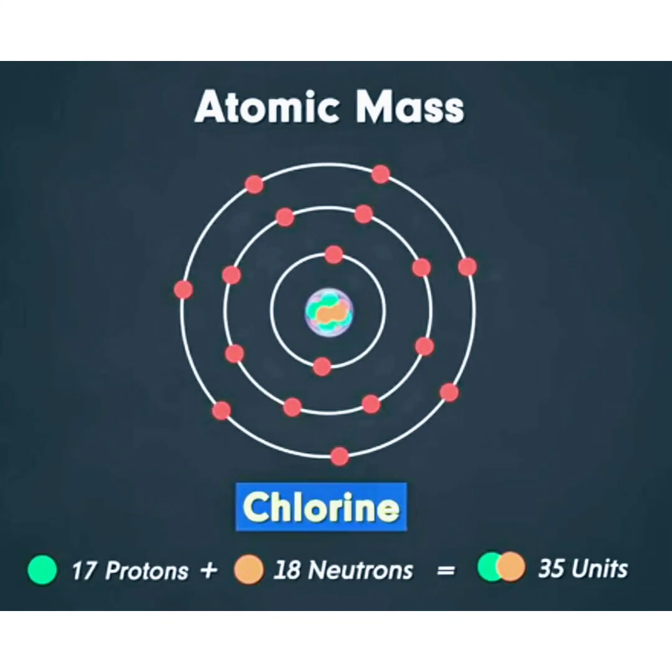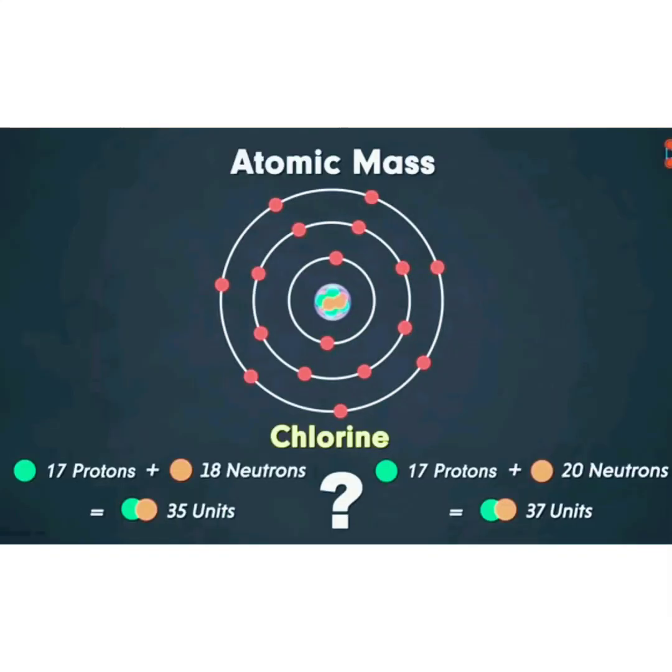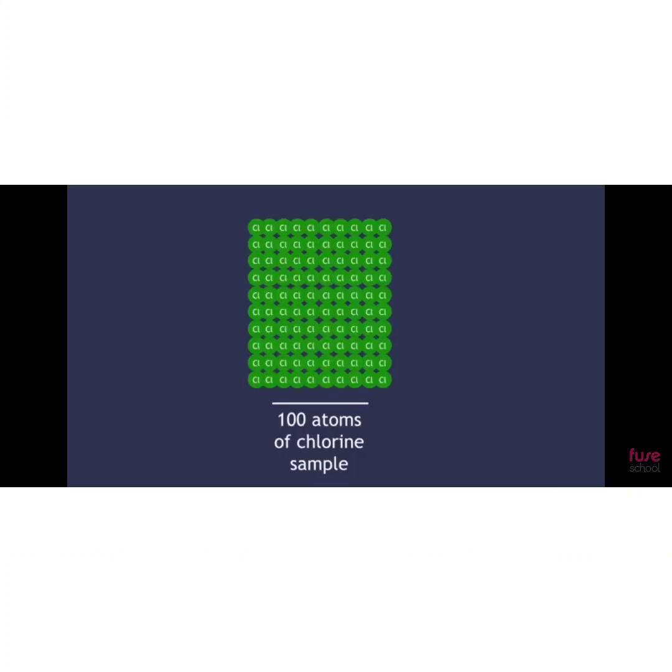Now let us look at the example of chlorine. In this case, chlorine consists of 17 protons and 18 neutrons. So its atomic mass is considered to be 17 plus 18, which is 35 units. But is the atomic mass for chlorine taken as 35 units? No, we do not take the atomic mass unit for chlorine as 35, but the correct value is 35.5. Let us see how we arrive at this.